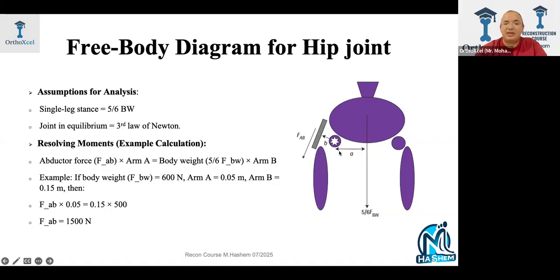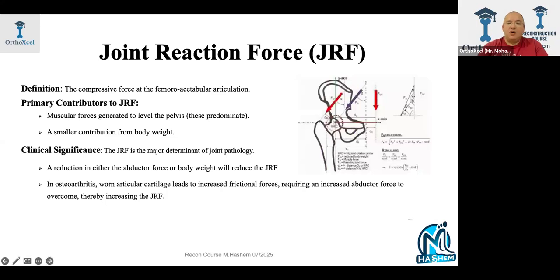So your hip is under the forces coming from the body weight, the abductors, and the ground reaction force. So what is joint reaction force? We need to be very clear about the difference between ground reaction force and joint reaction force. The ground reaction force is the force the ground exerts against the weight you are putting through it. But the joint reaction force is the compressive force going across your joint.